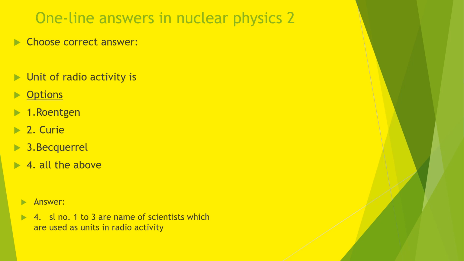What is the unit of radioactivity? Options: Rutherford, Madame Curie, Becquerel, all the above. The answer is all the above. These are names of scientists. All three, Rutherford, Curie, and Becquerel, have their names used as units for radioactivity.